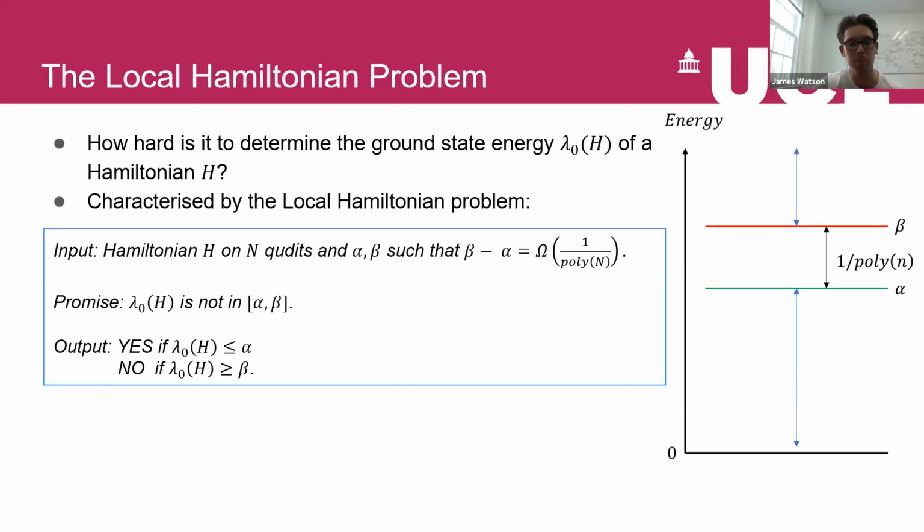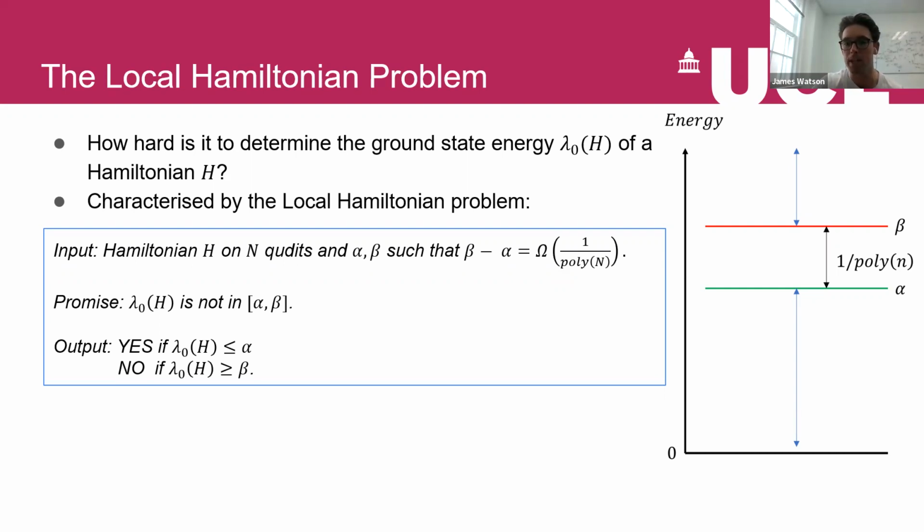So in the local Hamiltonian problem, I input a description of my Hamiltonian H, acting on n qubits, and a pair alpha and beta separated by 1 over a polynomial. I promise you that the ground state energy, or the lowest energy of our Hamiltonian, is not in the interval alpha beta. If the ground state energy is less than alpha, then we output yes, and if it's greater than beta, we output no.